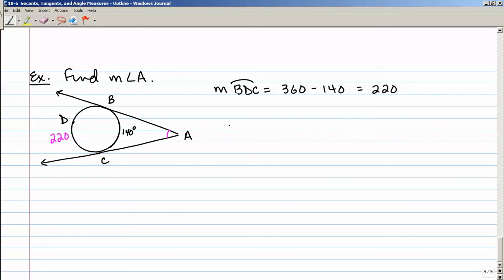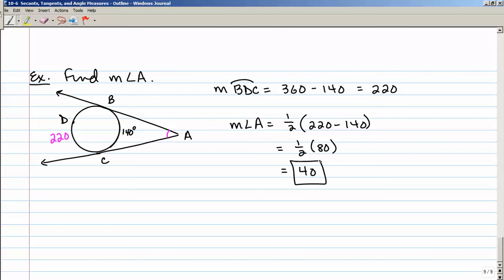Now, the measure of the angle is equal to 1/2 of the big arc on the outside minus the little arc on the inside, or 1/2 of 80, or the measure of angle A is 40.